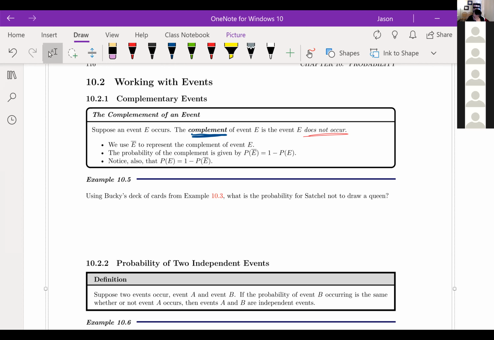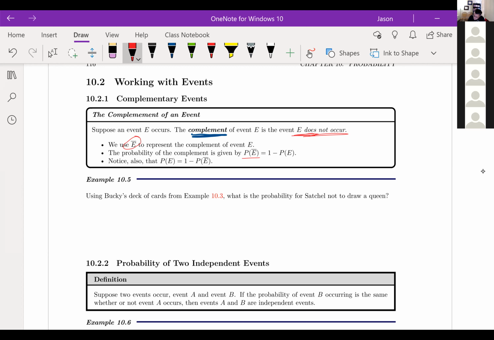Okay, so the complement of event E is the event E does not occur. So we use E bar to represent the complement. The probability of the complement, P(E bar), is equal to 1 minus the probability of the event happening. Notice also that the probability of the event happening is 1 minus the probability of the complement.